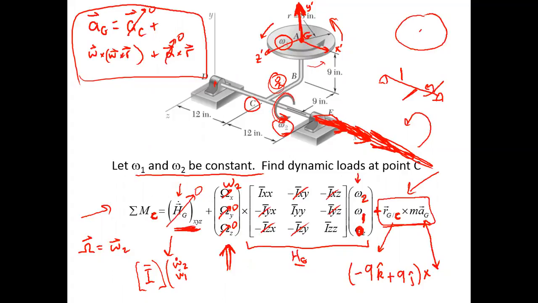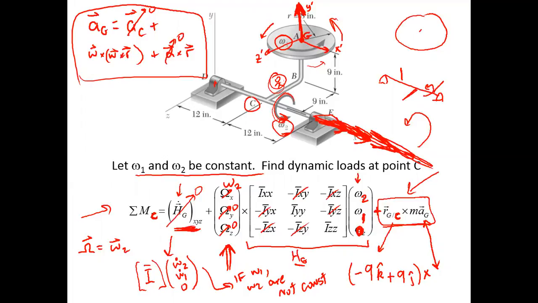Oh, yeah, omega 1 dot, and then this would be 0. So this would be if omega 1 and omega 2 are not constant. Okay, gotcha. Yeah, that's what I tried to say. I said it wrong. Sorry. Okay, no worries.